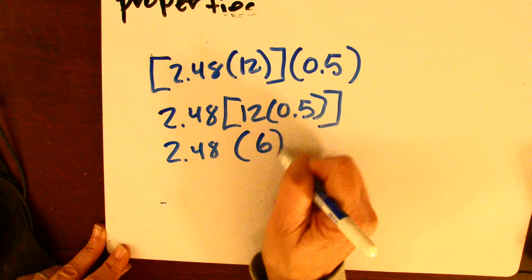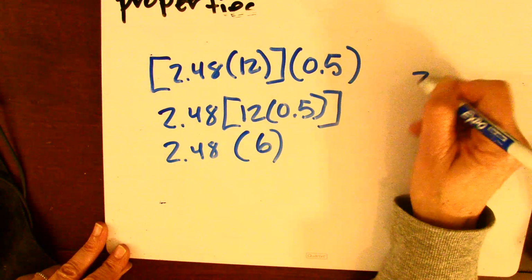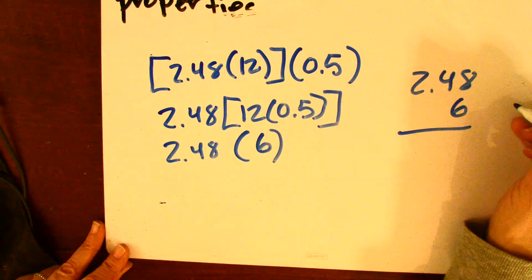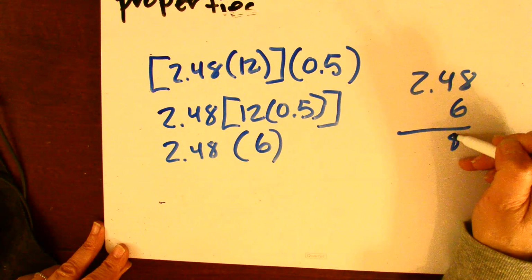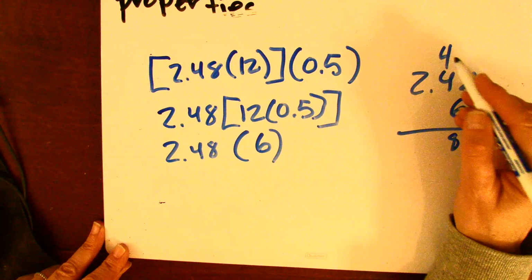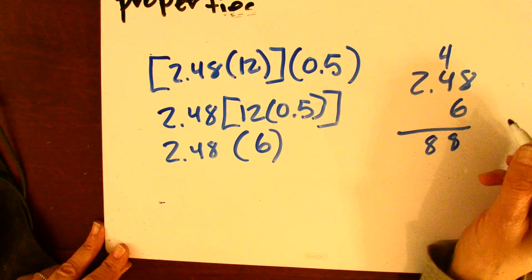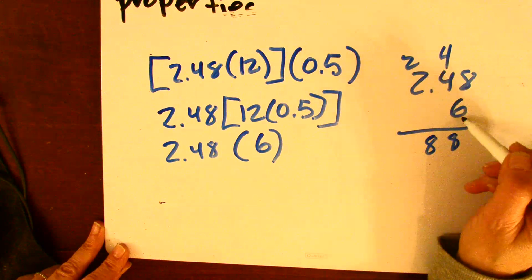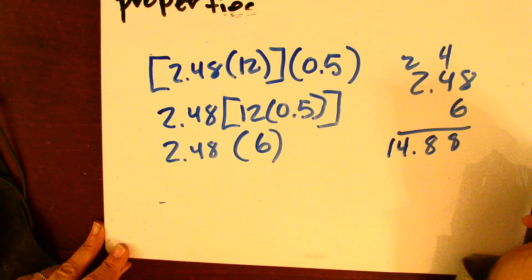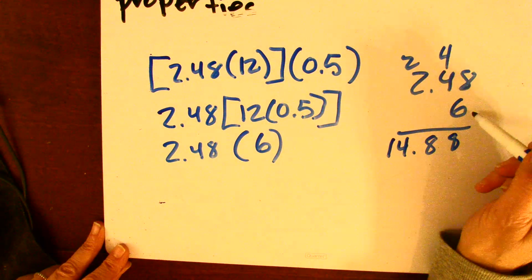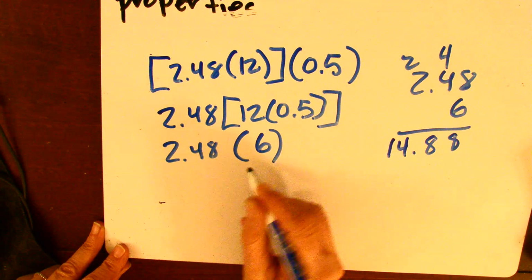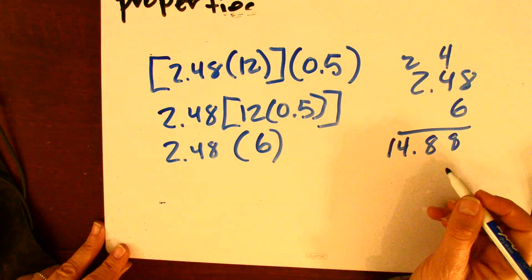2.48 times 6, and I'm going to have to do a little math on the side because I don't know what that is off the top of my head. It's 48. That's going to be 24, 28, and 12, 14. 1488. 48 more, 24, 28. Okay, so that's a positive 14.88.